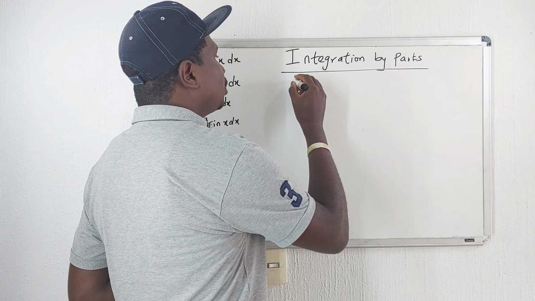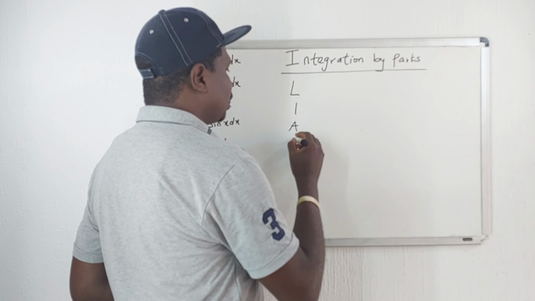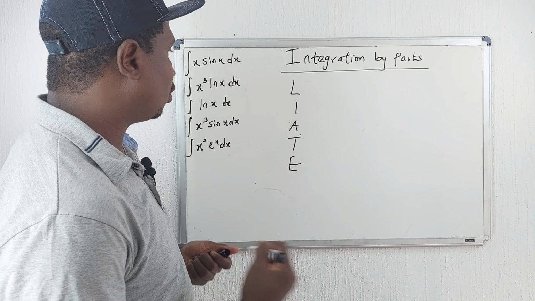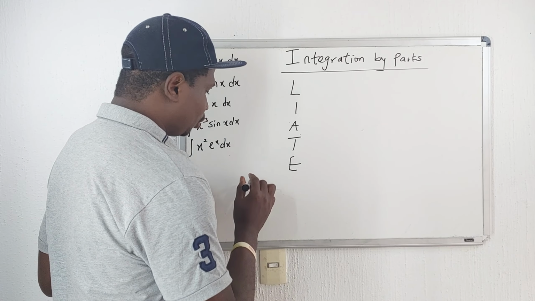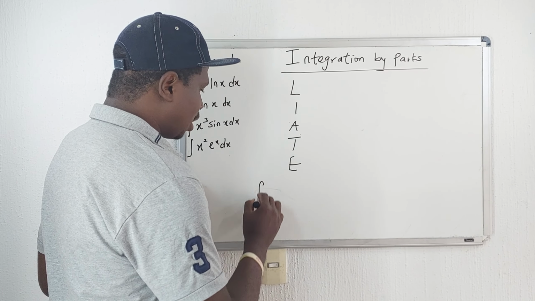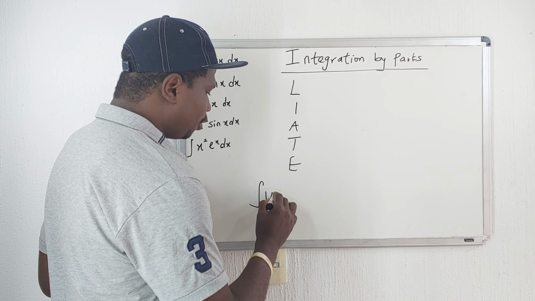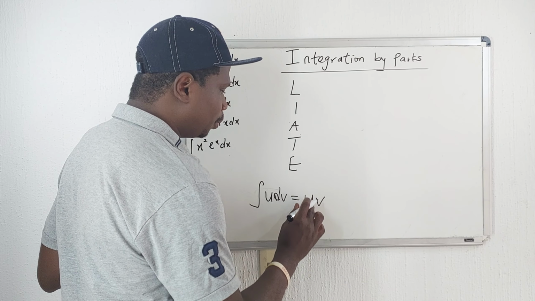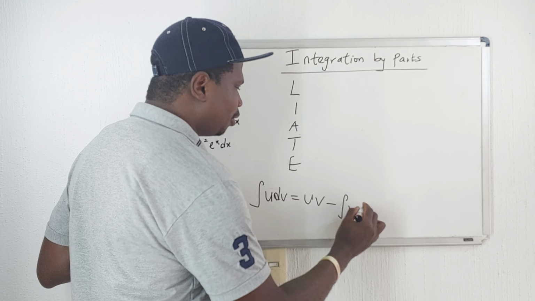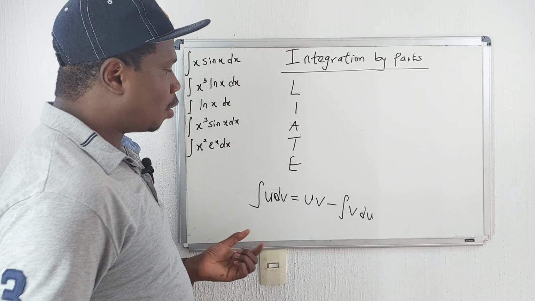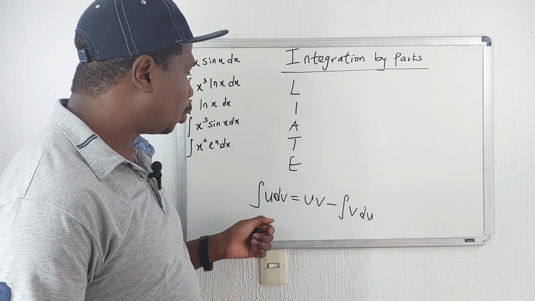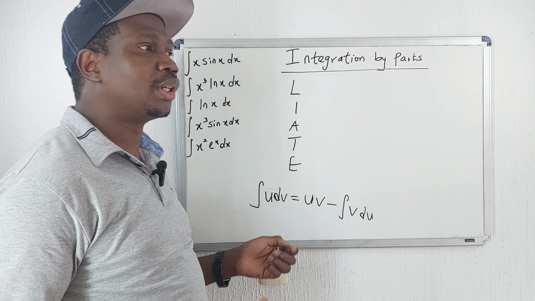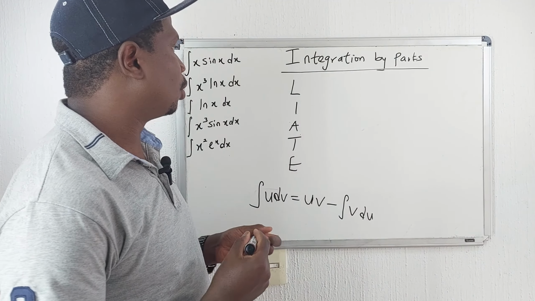For example, we need to know something we call LIATE, the order of taking your u. If we have the general formula we proved the other day, integral u dv equals uv minus integral v du, this is our general formula. So we want to know which one we can make as a u and which one we can make as a v, because it's very important so that it doesn't confuse us.